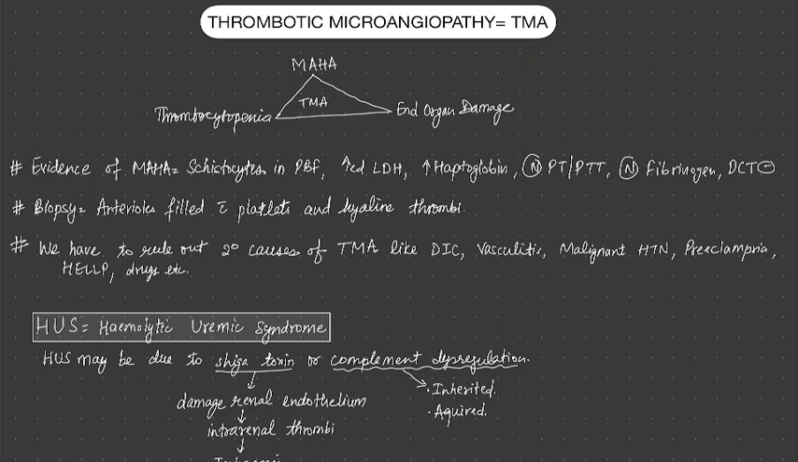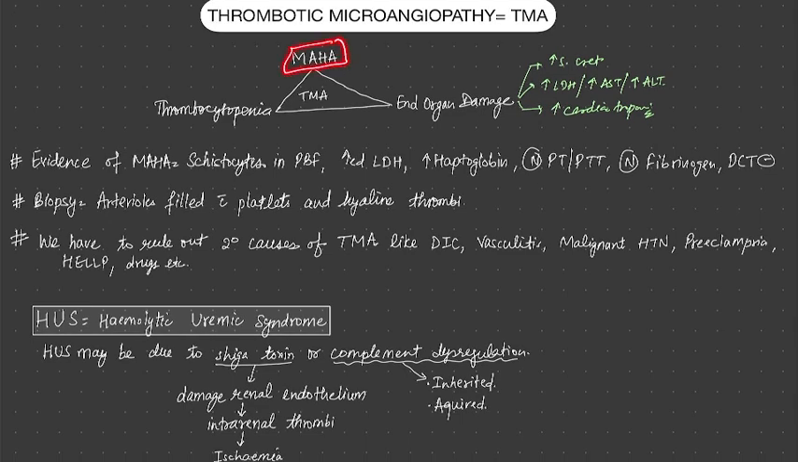raised markers of end organ damage, like we can see it in the form of increased serum creatinine, increased LDH, increased AST or ALT, or increased cardiac troponins, and many other markers.